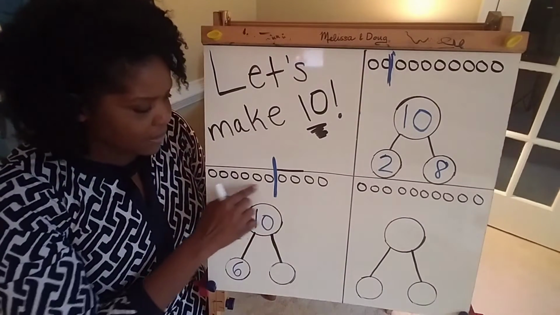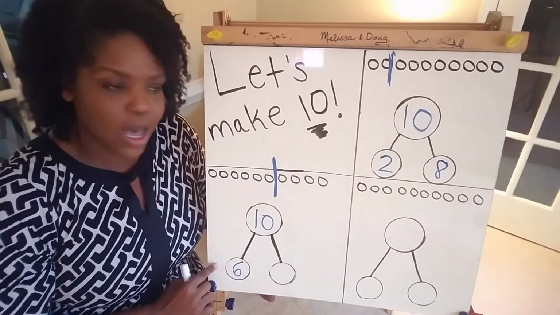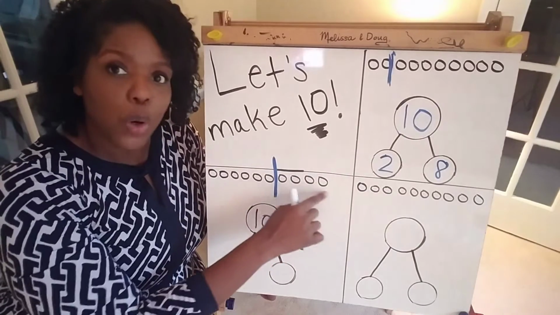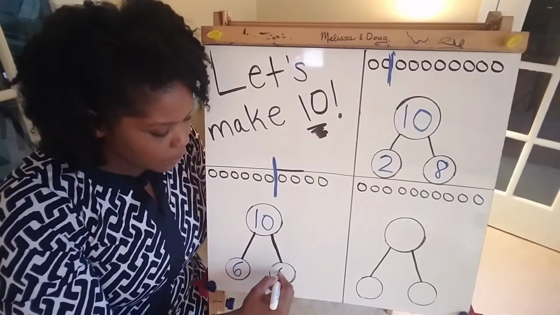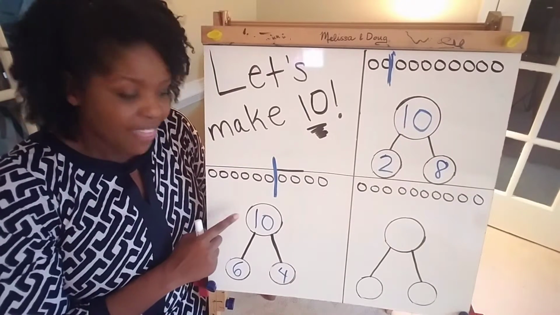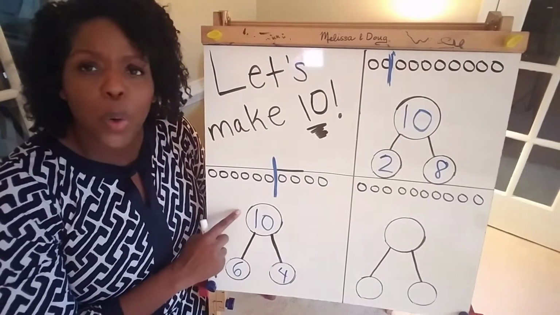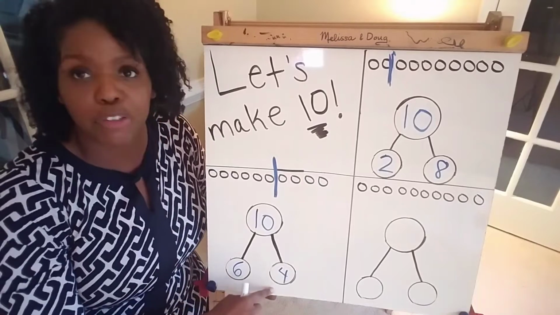So since we have 6 on this side, we're going to put 6 down here in our number bond. 1, 2, 3, 4. Since we have 4 on this side of the break, we're going to put a 4 in this part of the number bond. And so this helps us to see that 10 can be broken into 6 and 4, or we can decompose 10 into 6 and 4.